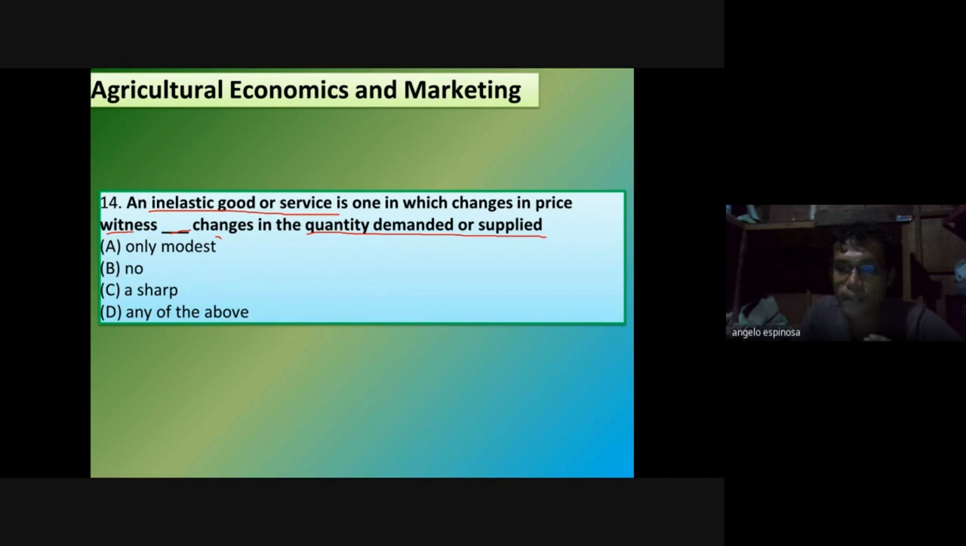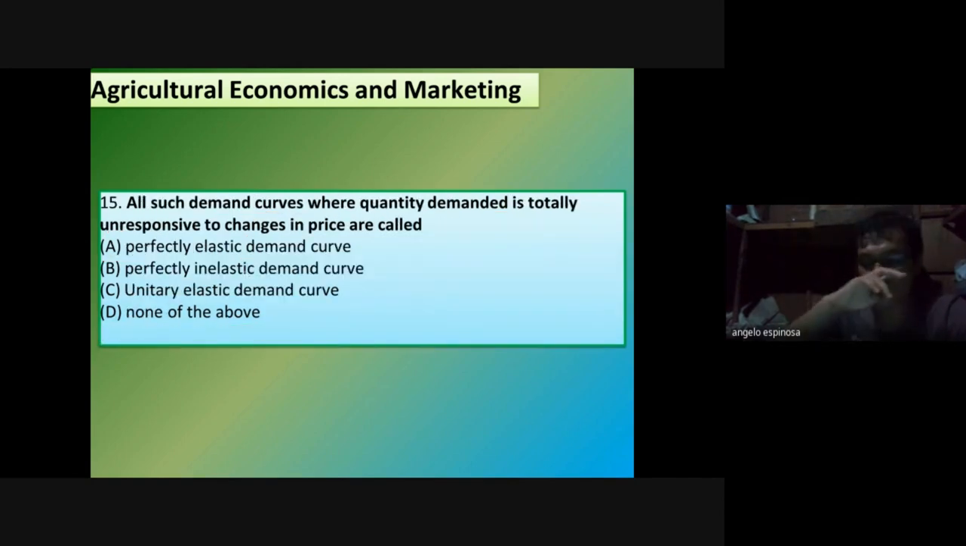So it means that the flow of the change in the quantity supplied or the curve is being only modest. Ibig sabihin smooth yung kanyang flow ng changes niya. Okay? So that is being modest. Pero pag elastic good yan, that is being sharp. That is being sharp pag elastic good. Okay? Next, we have number 15.